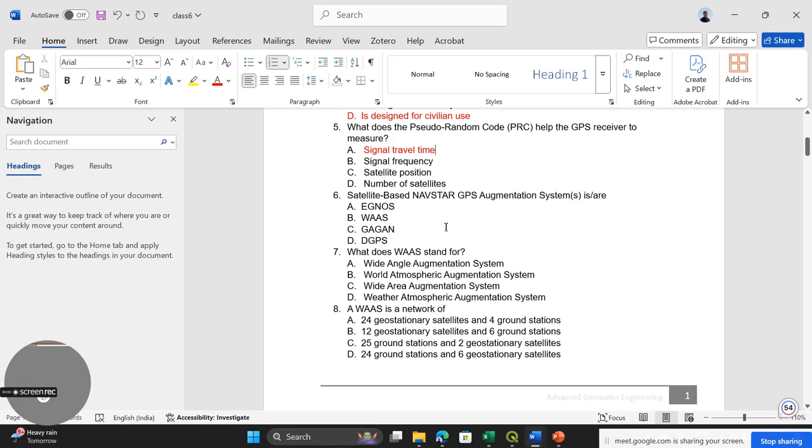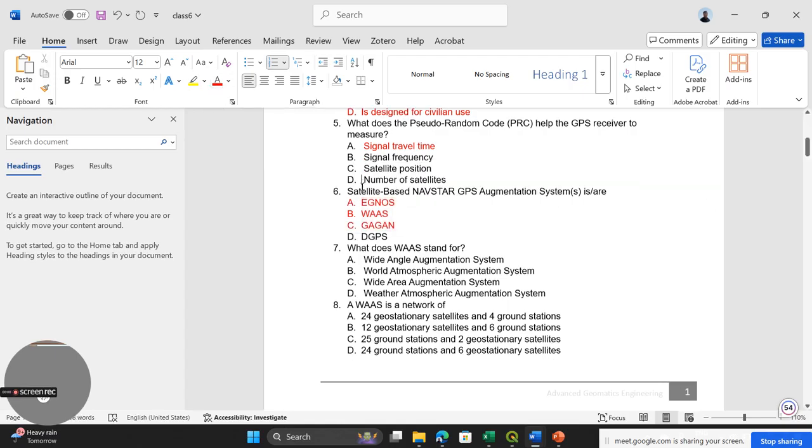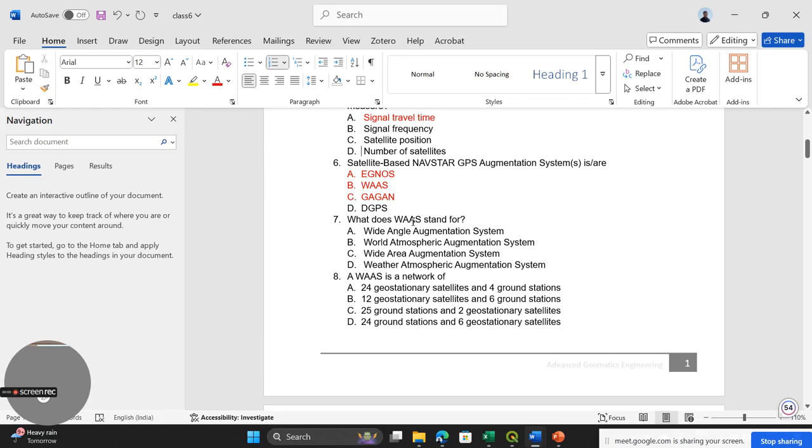Next question: satellite-based Navstar GPS augmentation systems are? As we discussed in the first slide of this class, that is from USA, and the other two are also part of augmentation systems, which are GAGAN and IGNOS. Those two are also wide area. Yeah, so what WAAS stands for is the next question.